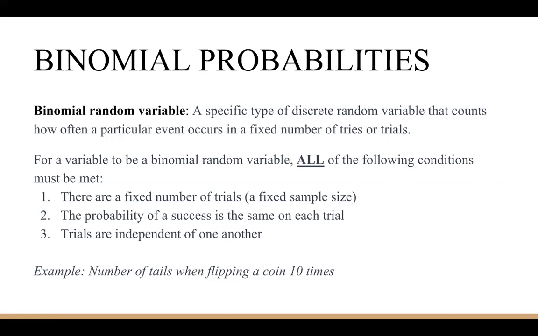An example I like to use when talking about binomial probabilities is the number of tails when you're flipping a coin 10 times. If we go through the checklist here, we check to see if there are a fixed number of trials. Yes, we have a fixed sample size of 10. The probability of success is the same on each trial because if you think about it, there's a 50% chance a coin will be heads or tails each time you flip it. And the trials are independent of one another. Whether you flip heads on the previous try doesn't affect whether you'll flip heads or tails in the next try.